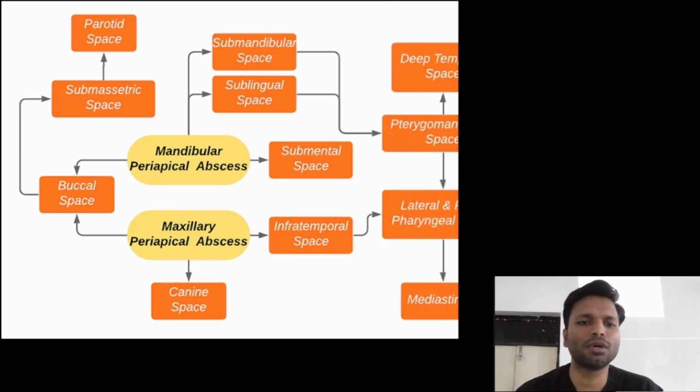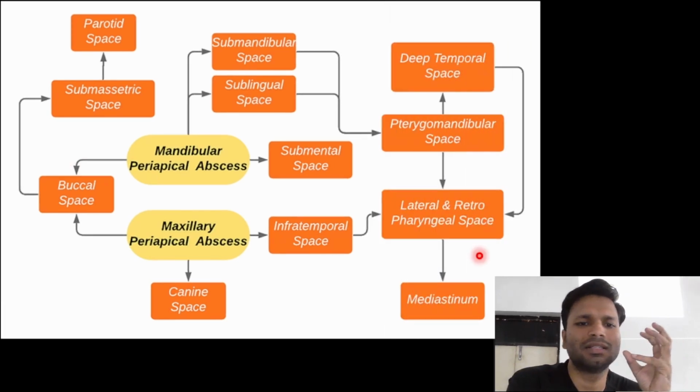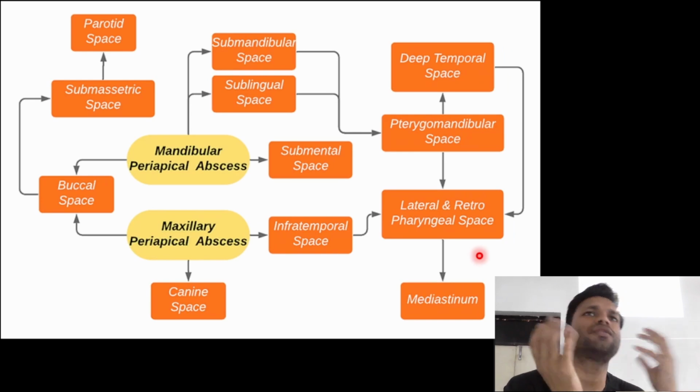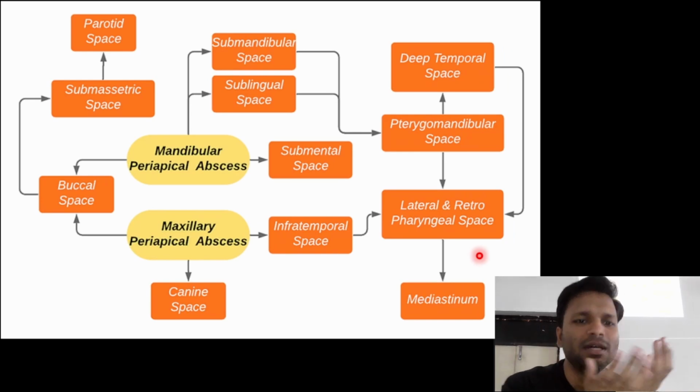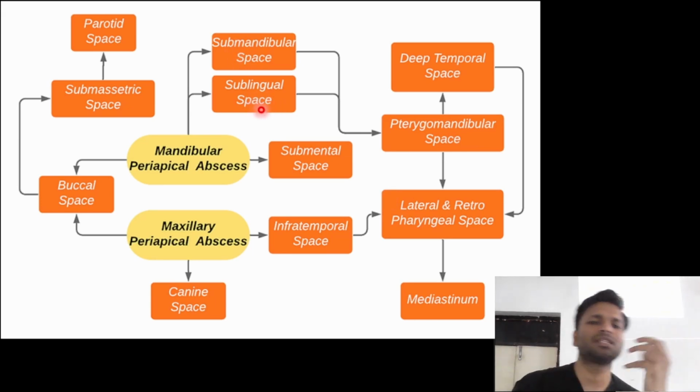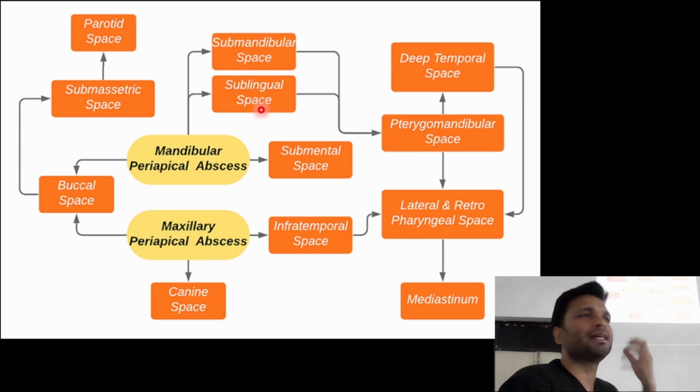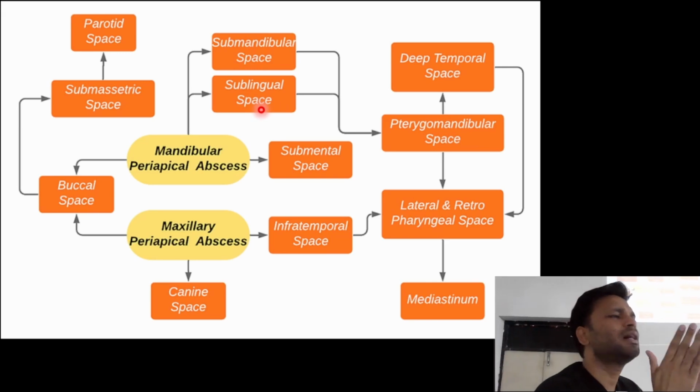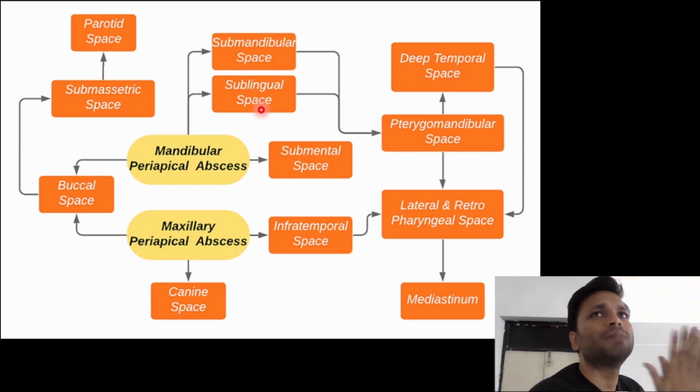And from infratemporal, we can see there is the involvement of lateral pharyngeal and retropharyngeal. These are in the neck region. And from submandibular, sublingual, we can see the spread of infection to the pterygomandibular space. Pterygomandibular space is the space between the medial surface of the ramus and the medial pterygoid muscle.